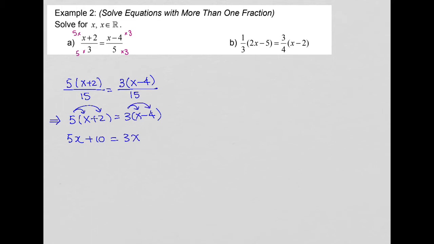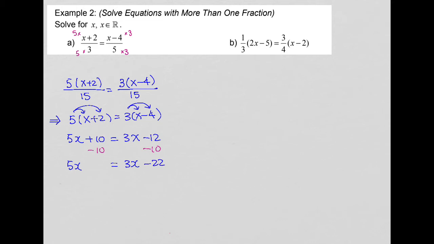3 times by negative 4, negative 12. And then we have to isolate the variables again. So we want to remove the positive 10 on the left. So minus 10 on both sides. You will have 5x equals to 3x minus 22.